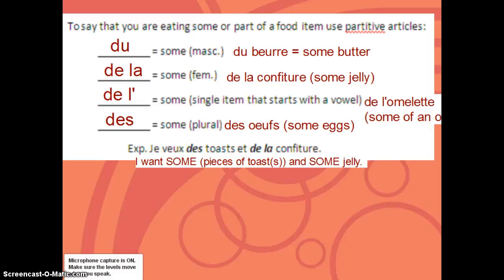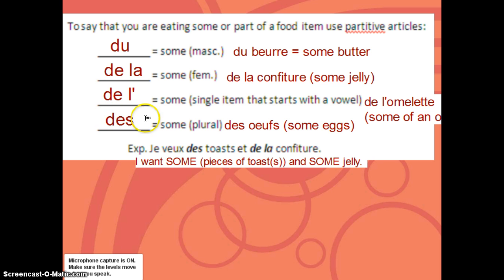If you happen to have an item that starts with a vowel, and folks, this does not happen often, and sorry that it got cut off right here. It's supposed to say "some of an omelet." But in the event that you do have something like omelet that does need to have a sharing aspect to it, where you're only going to have some of it, you actually put a de l apostrophe in front of it. Again, that comes from the idea that you can't technically use de la because then you'd have a double vowel situation. But if it starts with a vowel and you need to say "some," de l apostrophe is your word.